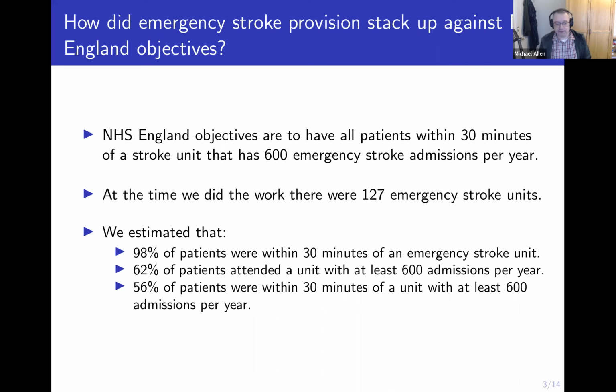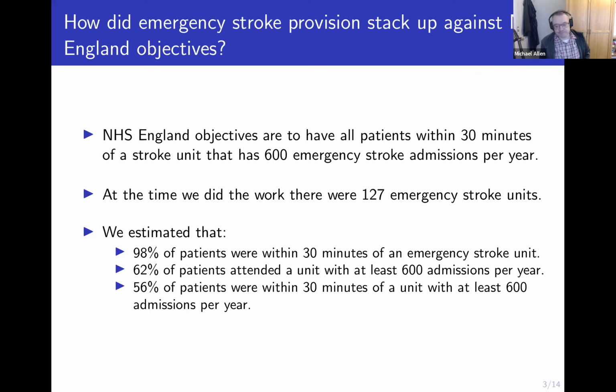But actually only 62% of patients were attending a unit with at least 600 admissions per year. And overall, 56% of patients were within 30 minutes of a unit with at least 600 admissions per year.